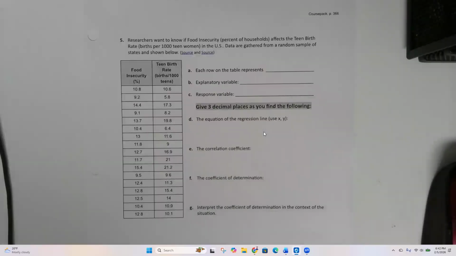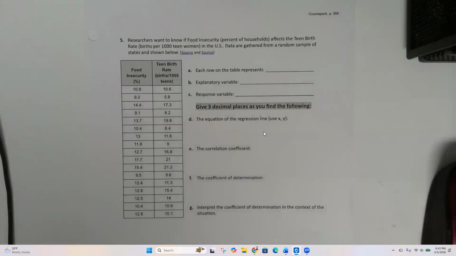Researchers want to know if food insecurity, which is the percent of households that don't have enough food to eat, affects the teen birth rate, births per thousand teen women in the U.S. That's what the food insecurity rate is: what percent of households have inadequate food? Data is gathered from a random sample of states and shown below.